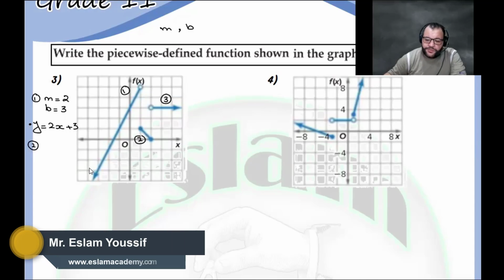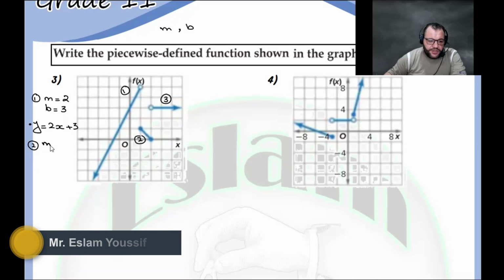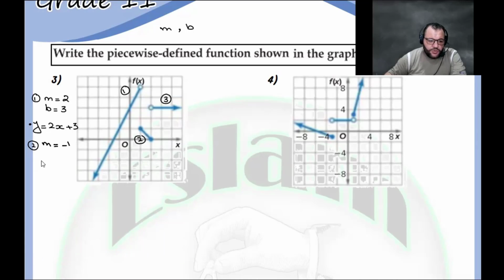Line number 2 now. What is the slope? It is -1. What is the y-intercept? 2. If you extend the line, it is 2. If you go up 1 and run 1, you will find that the point is 2. You can find it from the graph this way. Any problem finding this one? No problem. So the intercept is 2, and the equation would be y equals -x plus 2.